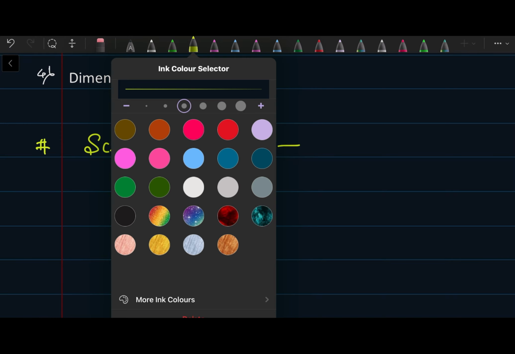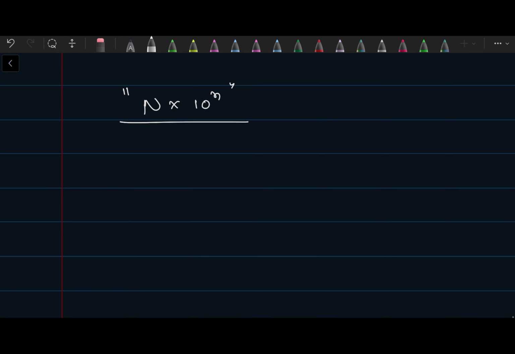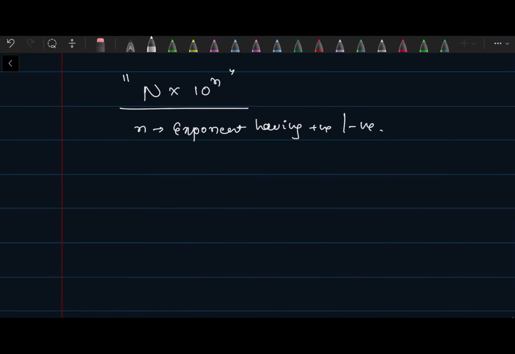Scientific notation is just a representation in which we write N into 10 to the power n. What do we mean by n here? Small n is an exponent having a positive or negative value. Capital N is just a number that ranges from 1.00 to 9.99, till it reaches 10.